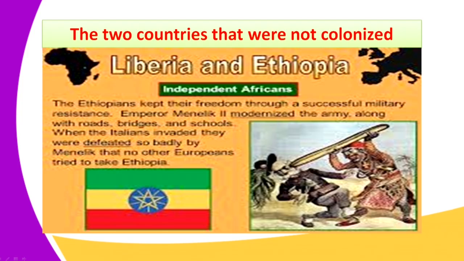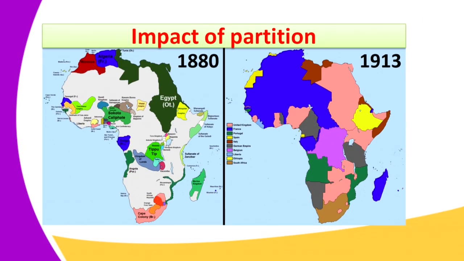So the two countries were not colonized even after all the other countries in Africa were colonized. We summarize the impact of the partitioning of Africa by dividing it into two periods: 1890 and 1913. In 1890, most of the African colonies had not yet been colonized. But in 1913, all the colonies in Africa, apart from Liberia and Ethiopia, had been colonized. So you can see the partitioning of Africa.